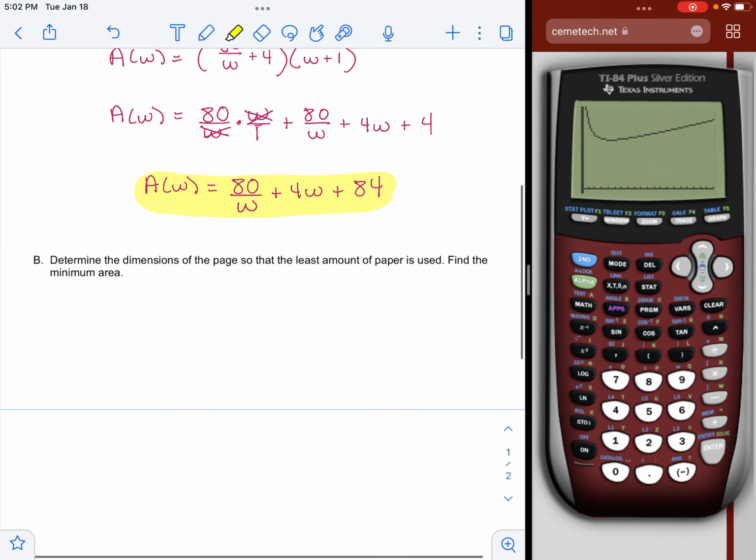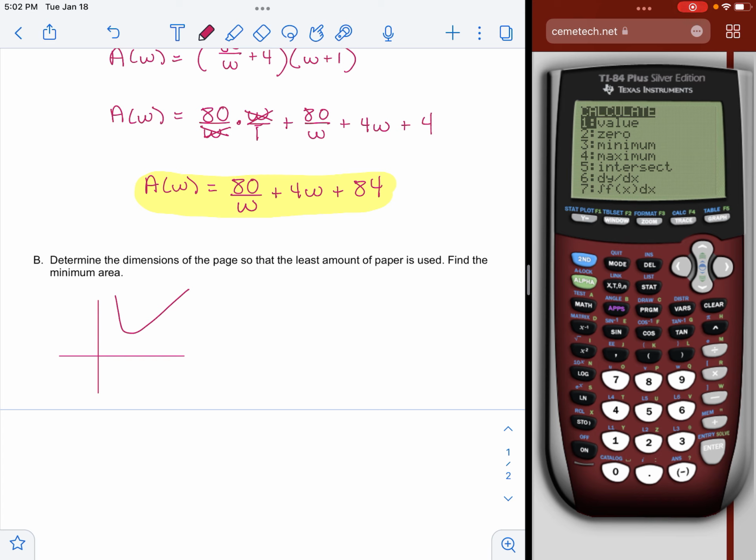We can draw a picture to help us interpret that minimum point. We see this minimum going on right here. I'm going to hit second calc number 3, and then move my cursor. My cursor's a little slow to move. Pick a point on the left, pick a point on the right, and then pick a point somewhere in between.